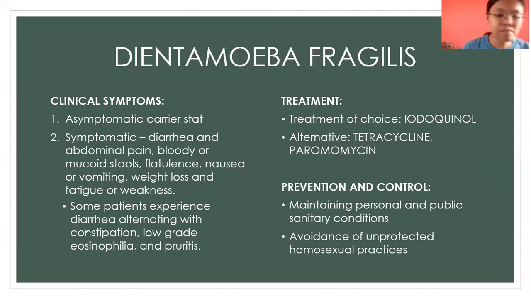Okay, so clinical symptoms: asymptomatic carrier status. Then next natin is symptomatic. So usually yung patient na infected with Dientamoeba fragilis, they have diarrhea and abdominal pain, bloody or mucoid stool, flatulence, nausea or vomiting, then possible din magkaroon ng weight loss and fatigue or weakness. So some patients experience diarrhea alternating with constipation, low-grade eosinophilia, and pruritus. So treatment of choice is iodoquinol. Alternatives are tetracycline and paromomycin. So prevention and control natin: maintaining personal and public sanitary conditions and avoidance of unprotected homosexual practices.